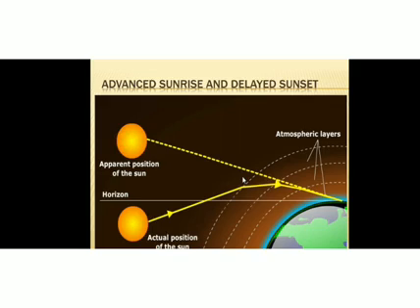Okay children, so that's all about atmospheric refraction and the interesting phenomena related to atmospheric refraction.